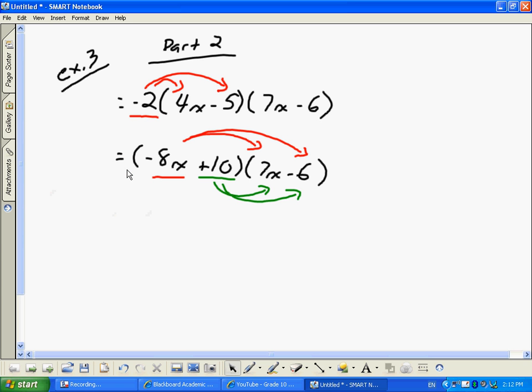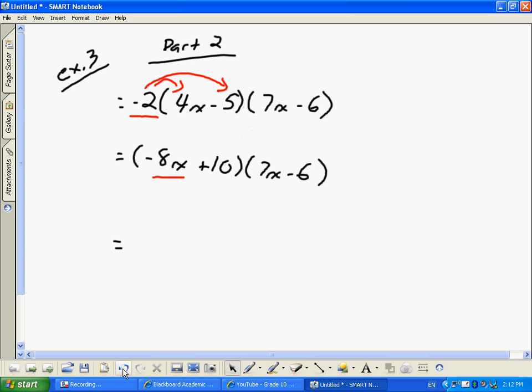I distributed the 2 first, okay? And remember, I only distributed to one of the brackets. Now, here's how this plays into FOIL. My -8x, my first arrow, I'm going to actually undo those arrows for a second, just to show you how it looks like again.